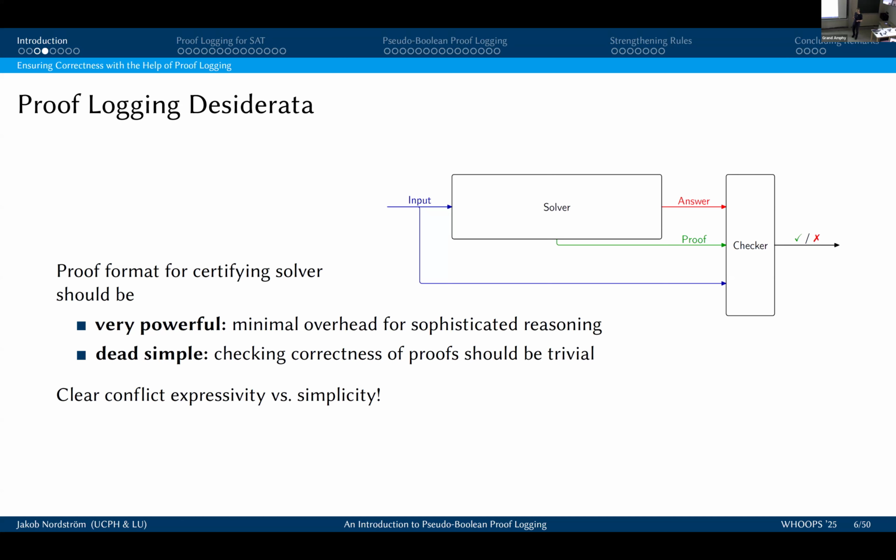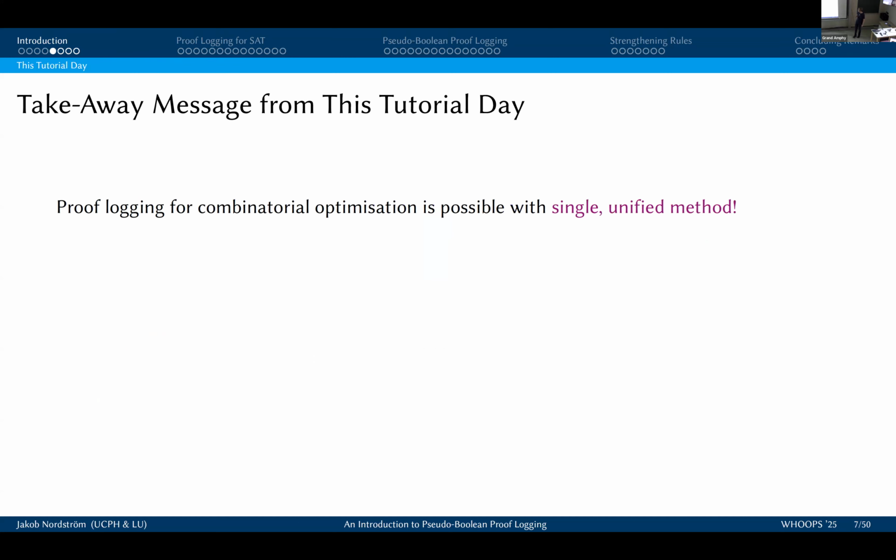To make proof generation efficient, we want the proof system to be very powerful, but in order to trust the results, we would like a weak, simple proof system. So asking for both of these properties at the same time is maybe a little bit too good to be true. Except that the reason we're here for the Whoops workshop today is that we believe that there is a sweet spot in the middle between these two conflicting demands.